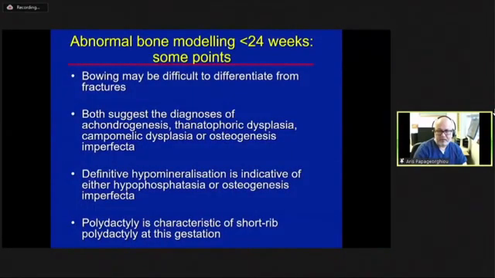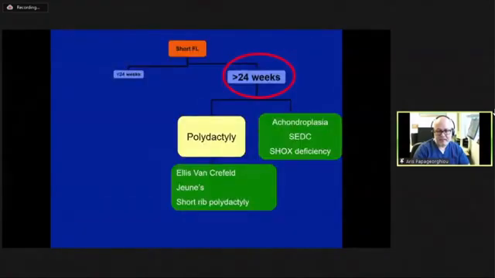So finishing up with the bone modeling before 24 weeks, just before moving on to the next slot: bowing may be difficult to differentiate from fractures. Both suggest a diagnosis of achondrogenesis, thanatophoric dysplasia, campomelic dysplasia, or OI. If you have definitive hypomineralization, think of hypophosphatasia, but OI, of course, is also hypomineralized. And polydactyly is characteristic of short rib polydactyly, especially at very early gestations. Later, think of Ellis van Creveld and Jeune.